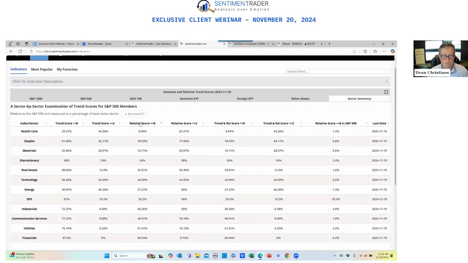We can also look at the relative score, and here financials have 56.94% of their stocks with a relative trend score of 8 or higher. Then we have a column for trend and relative trend of 8, which looks for trend score and relative score combined at 8 or higher. We can see financials leading the pack, and healthcare lagging.